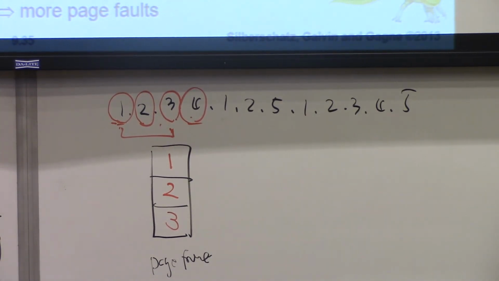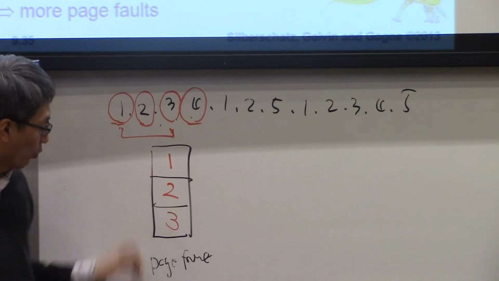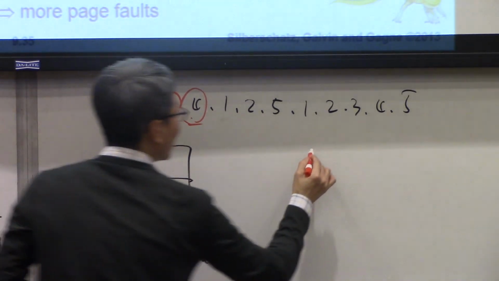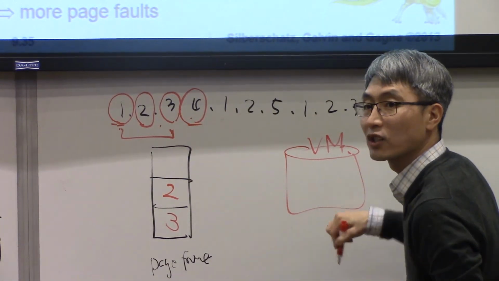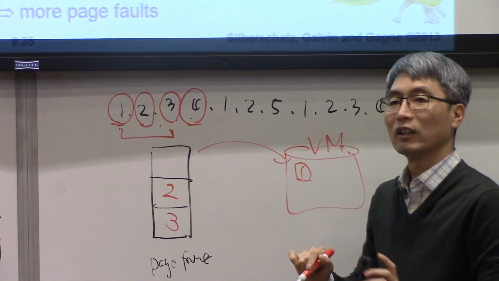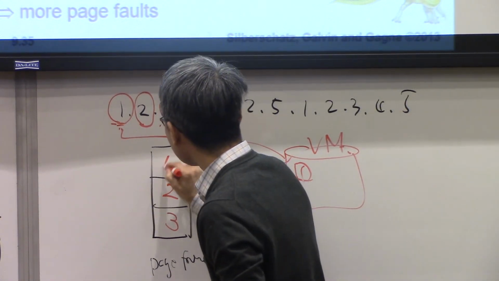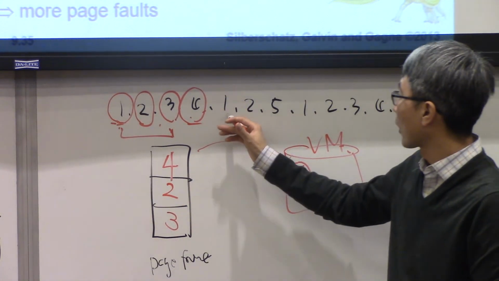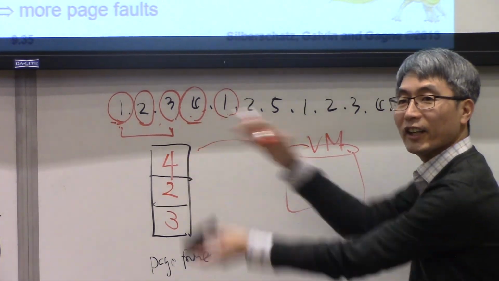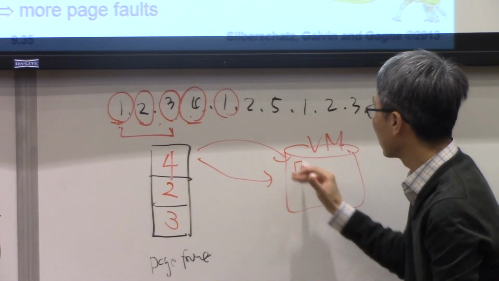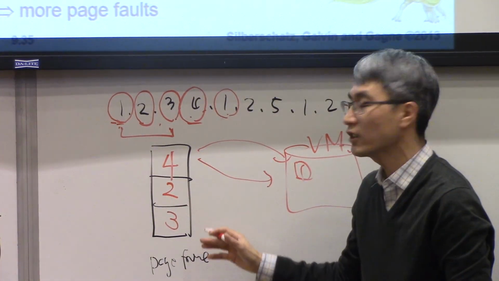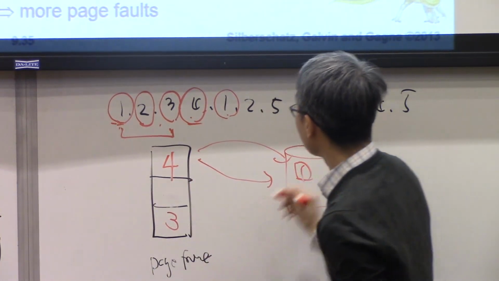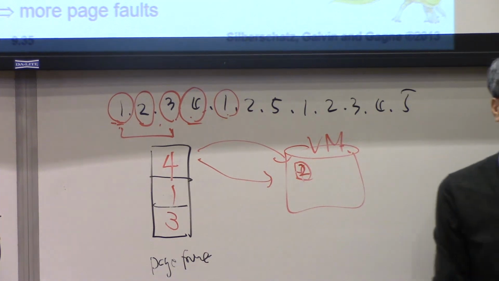So our algorithm is first in, first out. Which one is the first in? 1. So what happens this time? This is the virtual memory space, the swap space. 1 will be here. Then 4 will be loaded like this. This is also a page fault. Then what about the next one, 1? Page out and in. To determine the victim page, oldest one, first in, first out. Which one is the oldest? 2. So 2 will be here and 1 will be loaded into memory.